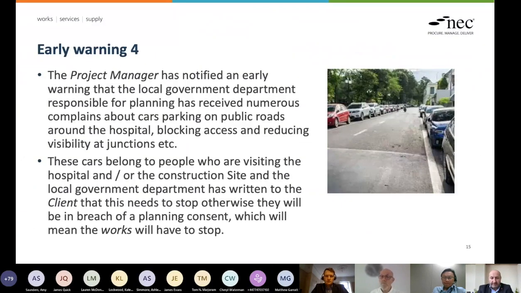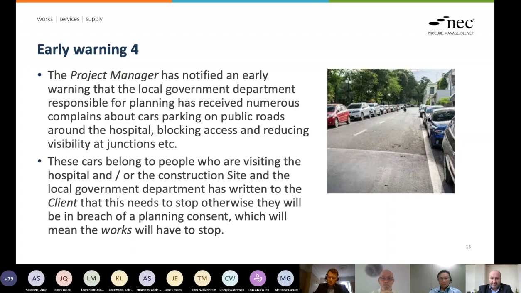Okay, we'll now move on to the fourth item in the early warning register, which is around a potential breach of a consent. Here the project manager, myself, has notified an early warning that the local government department responsible for planning has received numerous complaints about cars parking on public roads around the hospital. This is blocking access, reducing visibility at junctions, causing a nuisance to the locals, and potentially causing danger to road users. These cars belong to people who are visiting the hospital and also those involved in the construction of the new hospital.